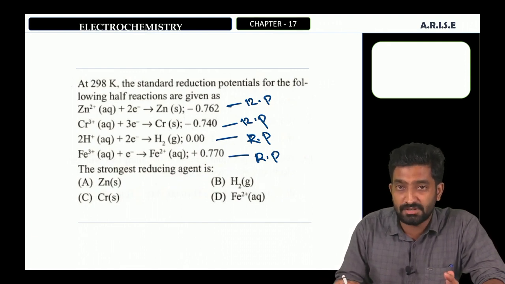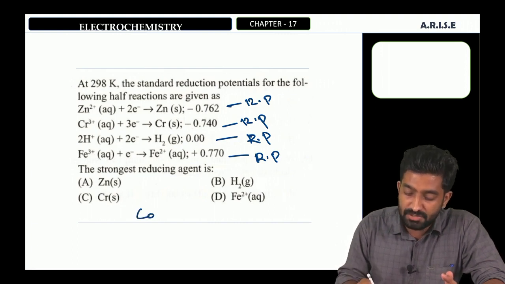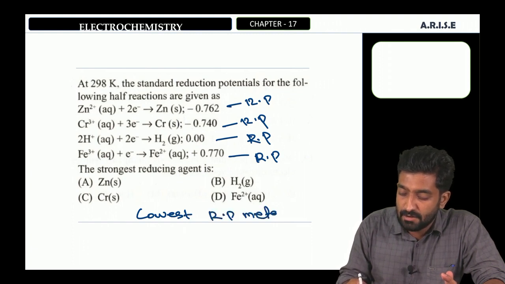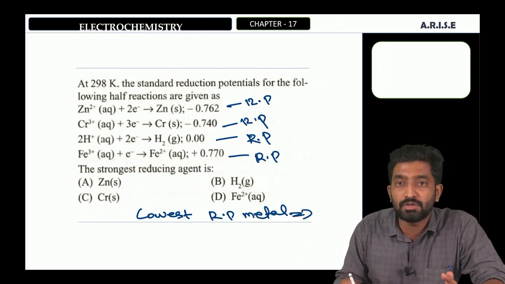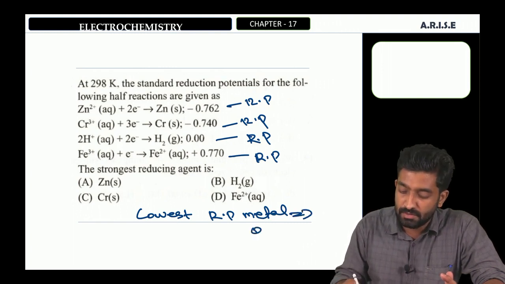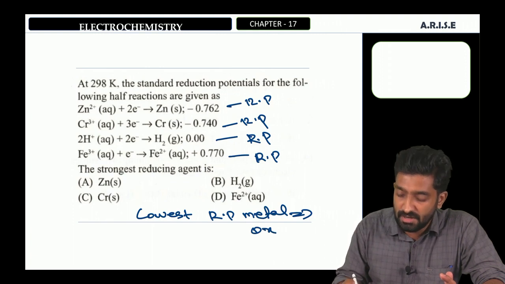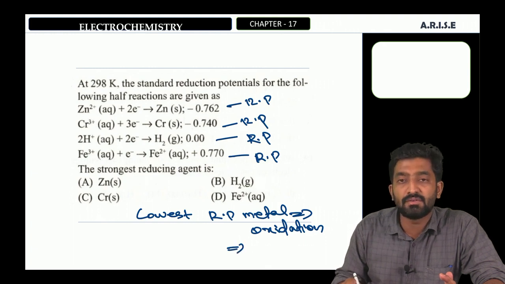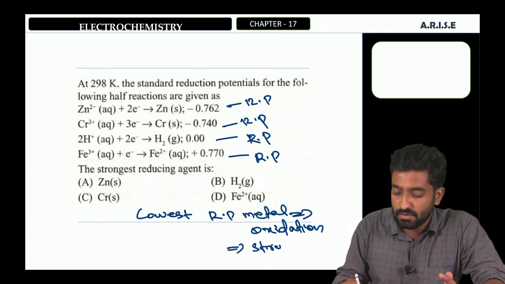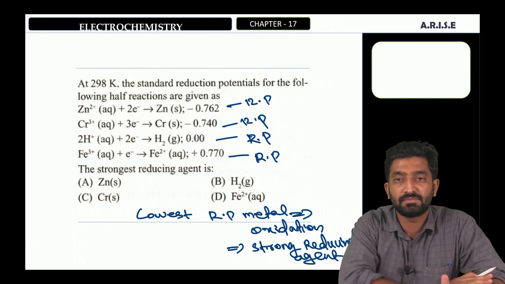The strongest reducing agent, I have explained in the previous lecture. The lowest reduction potential metal will undergo oxidation and will act as a strong reducing agent.